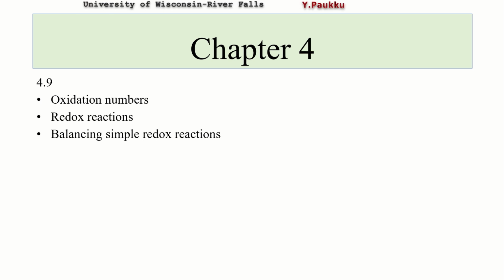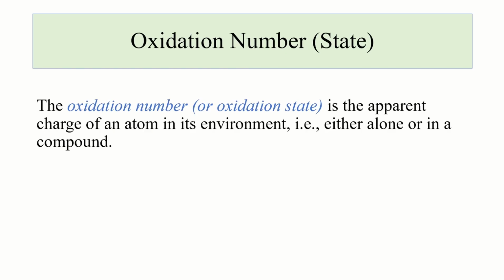In this lecture, we will talk about oxidation numbers, redox reactions, and balancing simple redox reactions. Oxidation-reduction reactions are processes in which one or more electrons are transferred between reactants. The number of electrons assigned to individual atoms in the various reactants change.